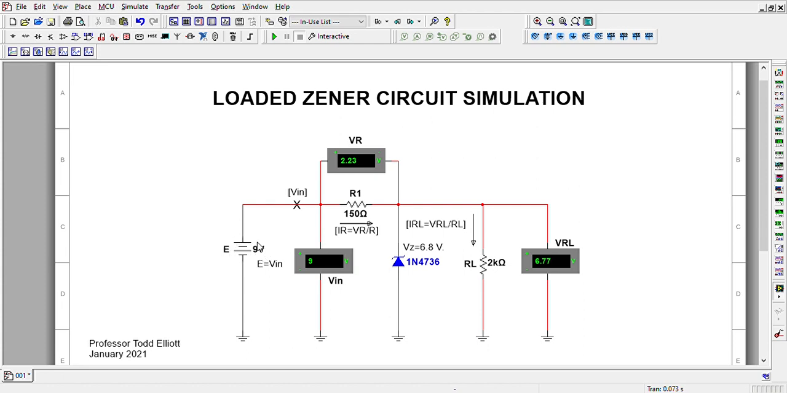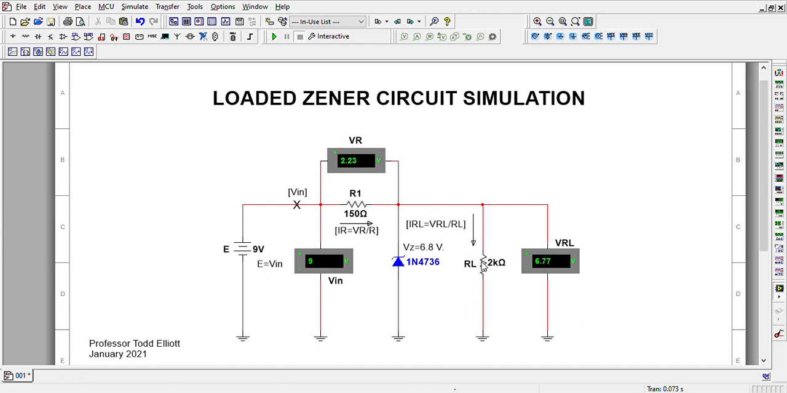So this is essentially the circuit from lab experiment 2, and here we have a power source E of 9 volts. We're just calling that our input voltage Vin, which we're going to show on the meter here. This meter here is going to measure the voltage VR, which is simply across R1. This resistor here is necessary to provide current limiting for the Zener diode.